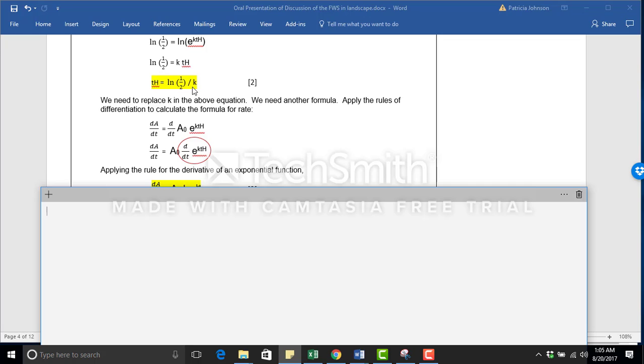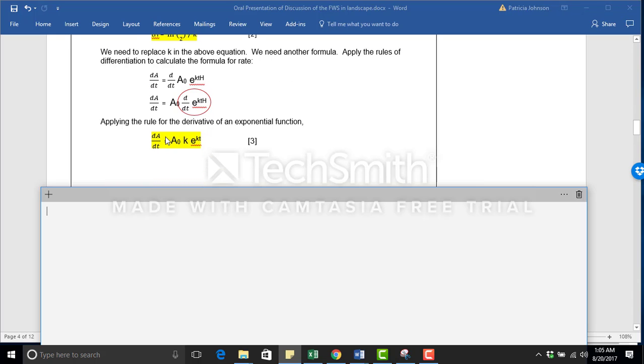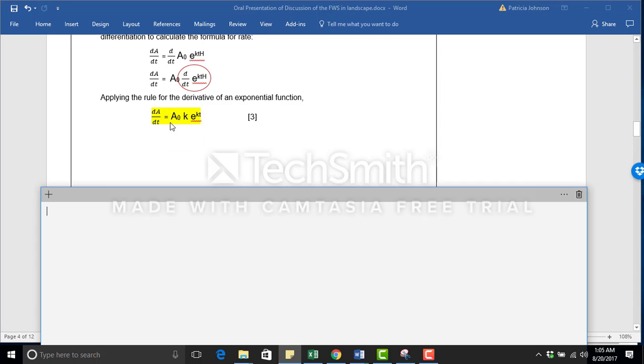Here we are going to have to come up with an equation for the rate of decay, and we do this by taking the derivative of our radioactive decay equation. We must apply the rule of taking the derivative of an exponential function to simplify down this term to k times A0 times the exponential of kt. So here's our equation for the rate.